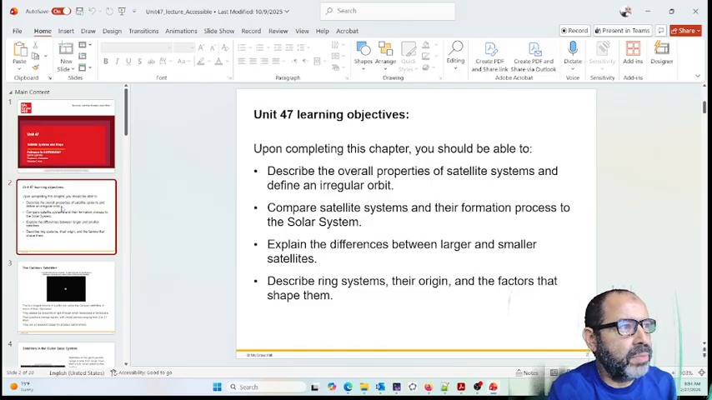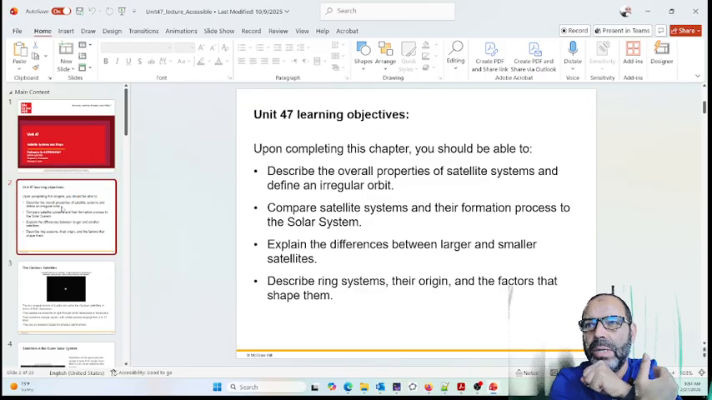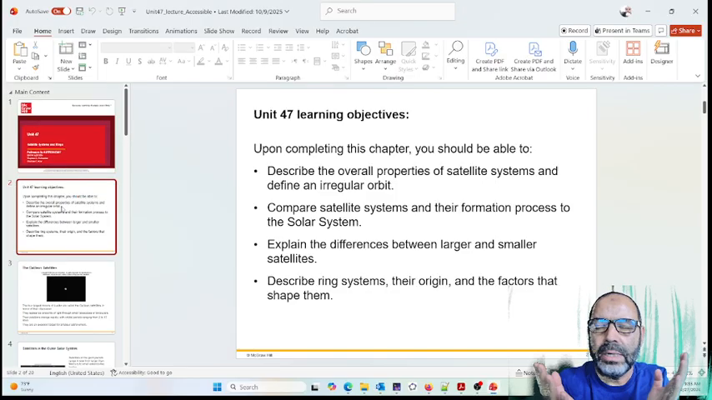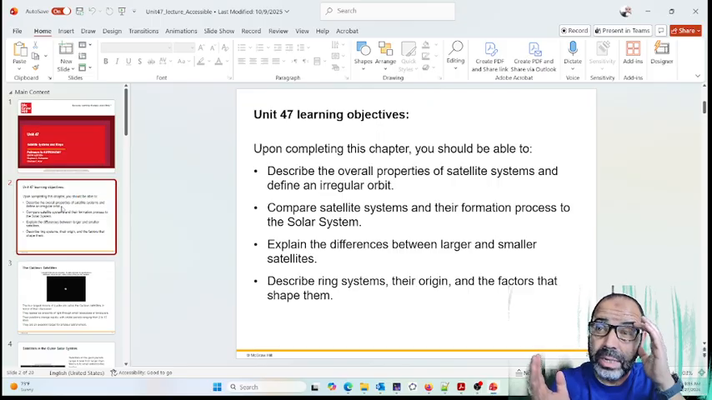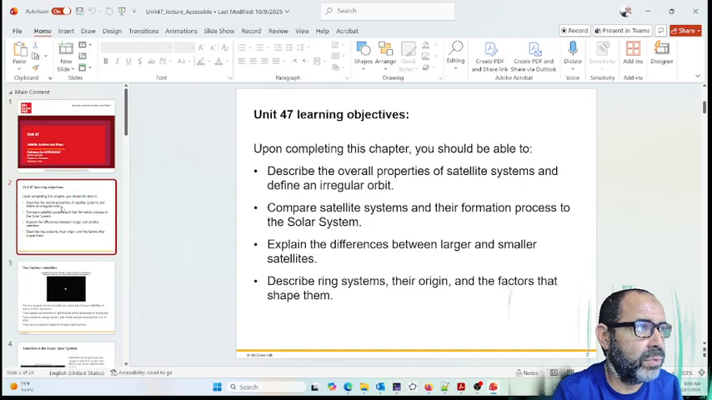So describe the overall properties of satellite systems and define their shapes, basically. Most of the time, if a satellite, I mean a moon in this case for the most part, or a ring system, is orbiting in the same direction, with a circular path or close to a circular path, then this is a regular shape. Anything other than that is not regular. So that's really something that we have to talk about.